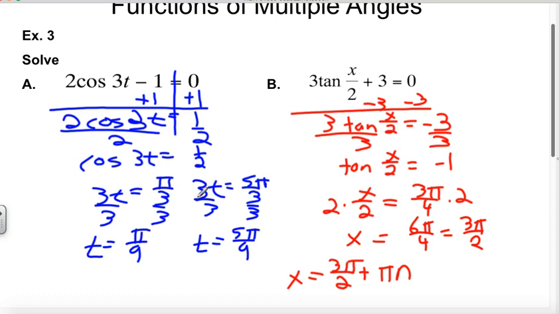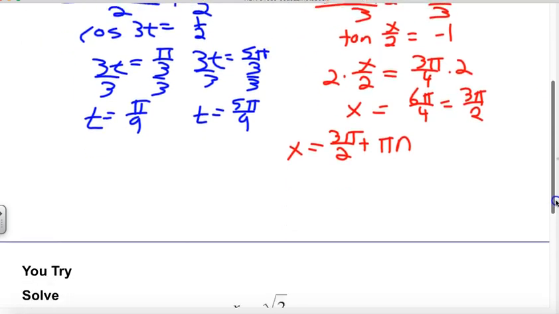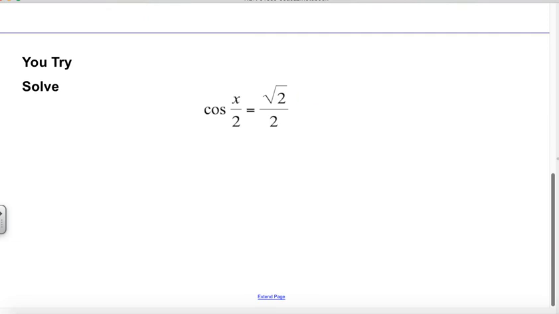But if they're asking for all answers, then you've got to have the pi n and the 2 pi n added on to show that you're going to repeat answers over and over again out to infinity. So you guys go ahead and do the U-try down here, and then I'll go over it. Let me know if you have questions.